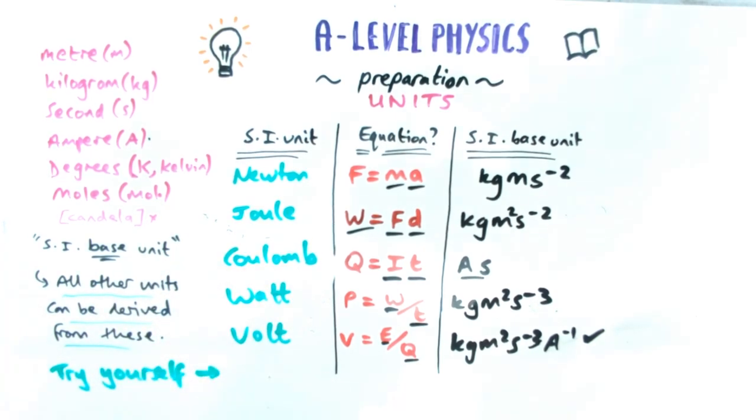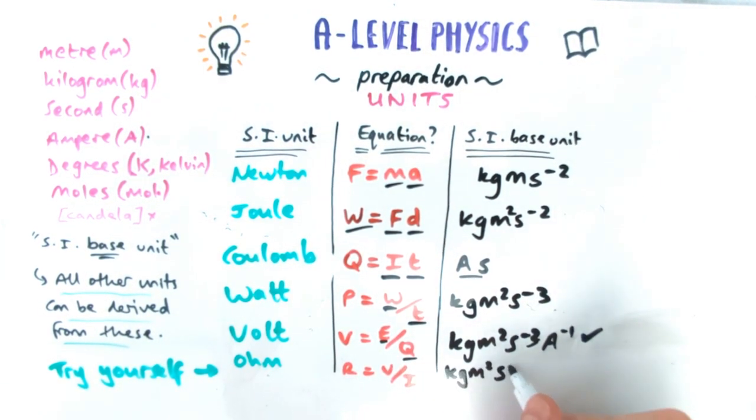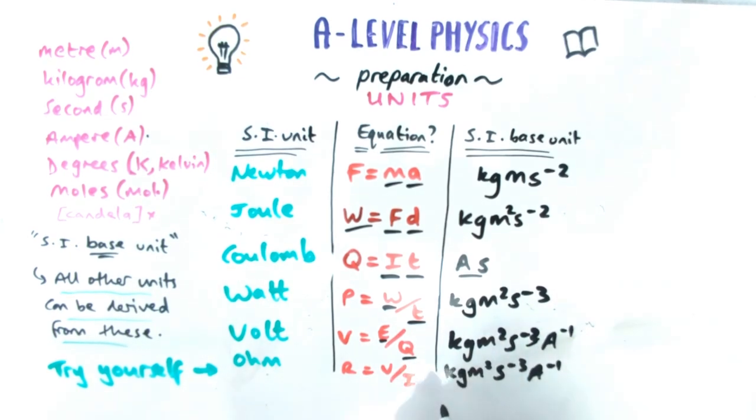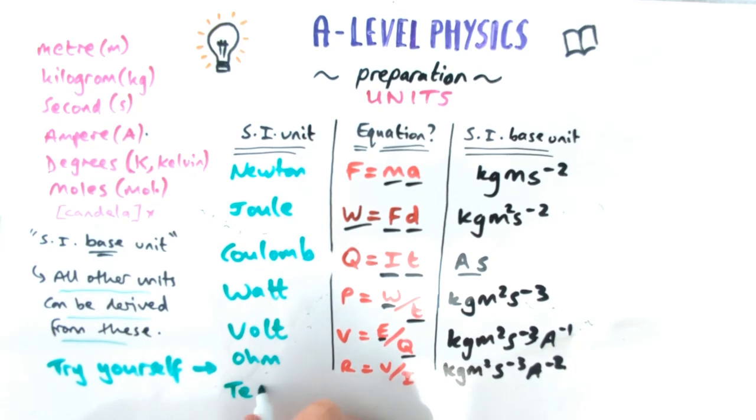Now try a couple yourself. See if you can pause the video. I'm going to give you two. I'm going to give you ohms, and then I'm going to give you Teslas. So ohms, we can use resistance equals PD divided by current. So I'm going to put my value for PD in and divide by current, which means A to the power minus 2. So that's quite a nice one once we've worked out the volt.